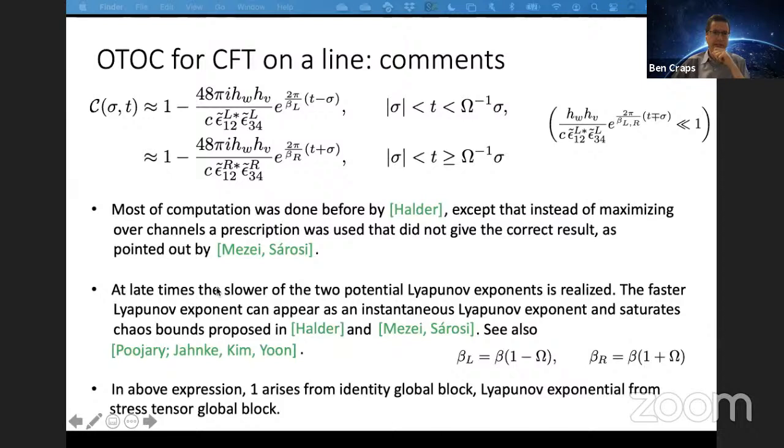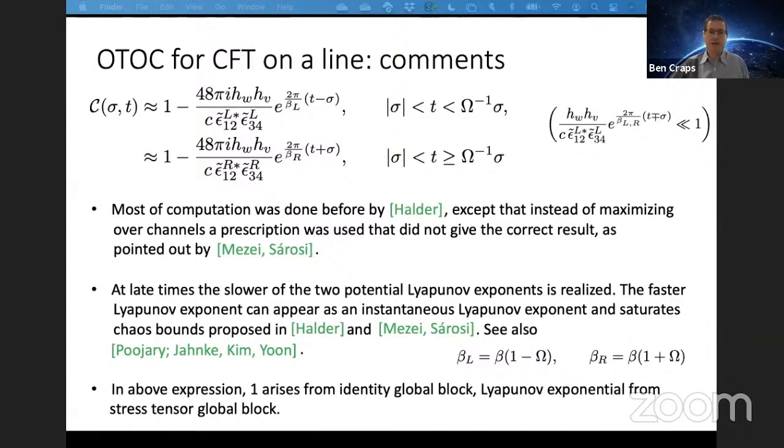As I mentioned already, at late times, the slower of the two potential Lyapunov exponents is realized. The faster one can appear as an instantaneous Lyapunov exponent at intermediate times. And in that case, the faster one, which you can see here, means that the growth is faster than the temperature 1 over beta. So that's an instantaneous Lyapunov exponent that might appear to violate the chaos bound by Maldacena, Shenker, and Stanford.